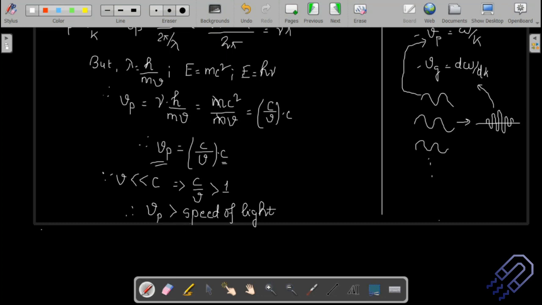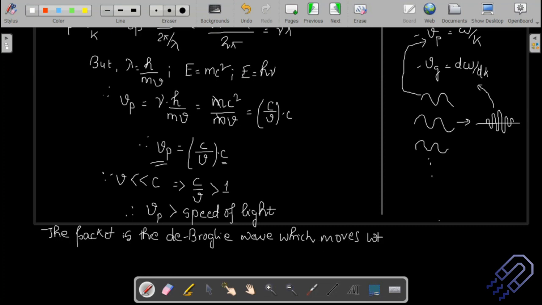If we write down some concluding remarks here, we can say the packet is the de Broglie wave. If you consider the entire packet, that is actually the de Broglie wave, which moves with velocity v by a phase.